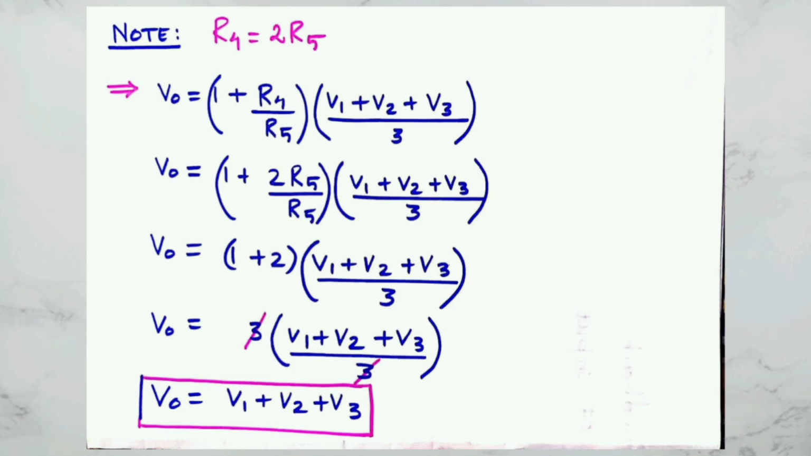So by taking 2 times of R5, your R5 and R5 will get cancelled. Therefore, it will be 3. So your 3 will get cancelled and finally your output voltage will be equal to V1 plus V2 plus V3.